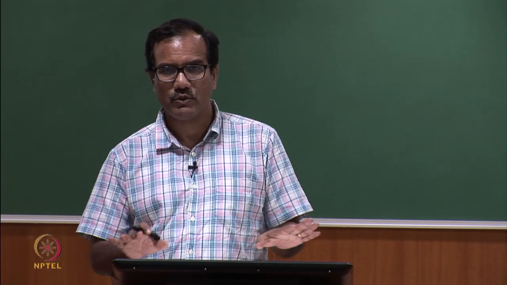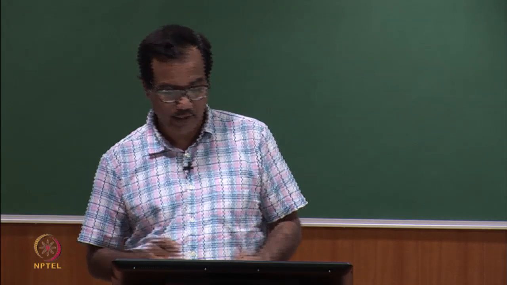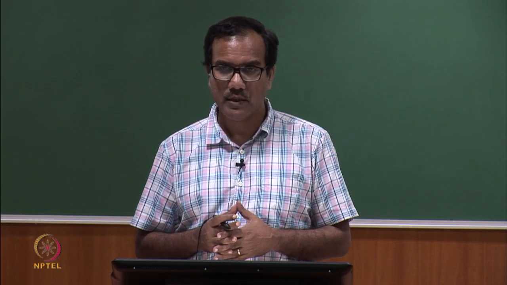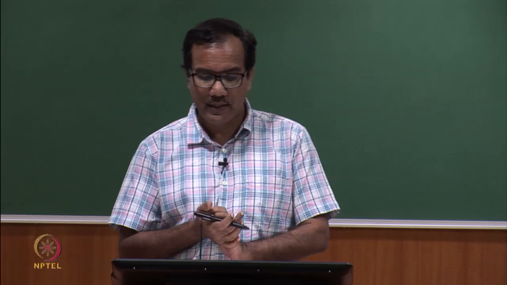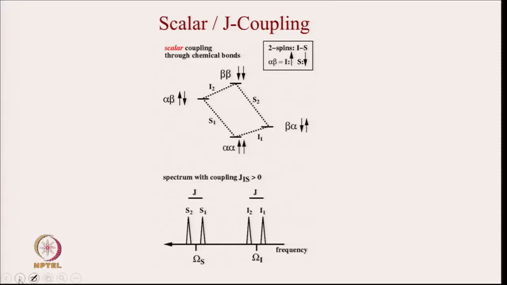There is another characteristic, which is the splitting of signals. I will discuss that also. That basically ensures that the spectrum is correctly assigned. So, the fourth feature, another important feature of the NMR signal, is that they split in the presence of other protons, and that is explained by scalar coupling or J coupling.